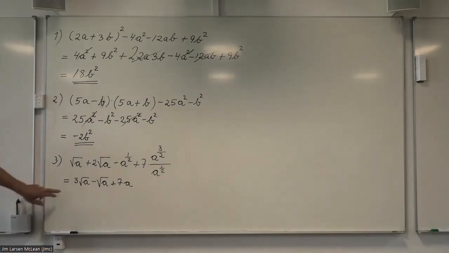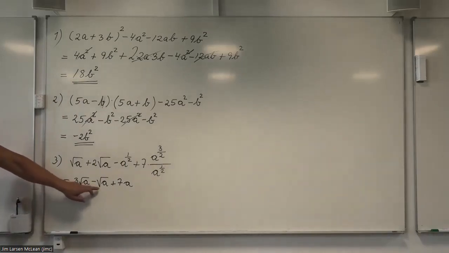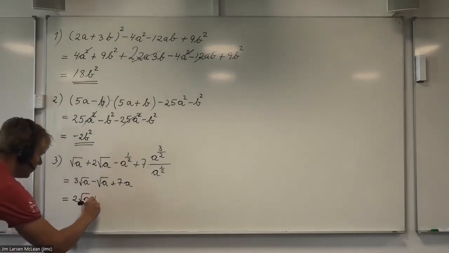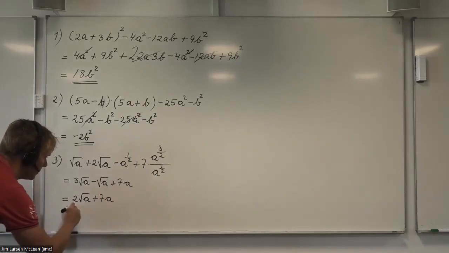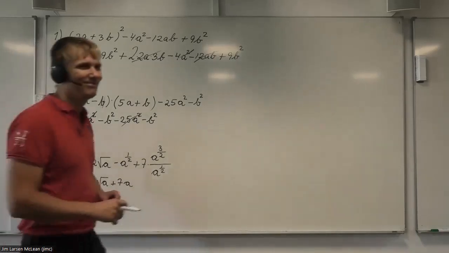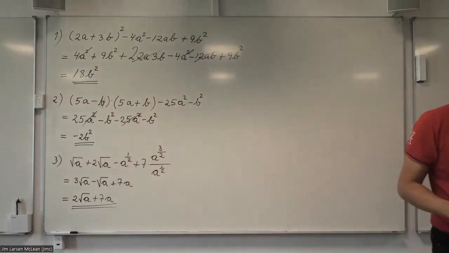And then we see 3 bananas minus 1 banana gives 2 bananas. So it must give 2 squares. 2 squares. And then plus 7a. We can't really do more, so draw 2 lines under it. That was okay to subtract. Now, questions?